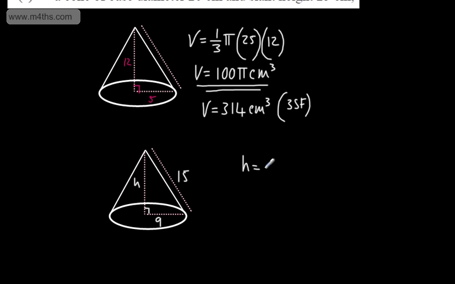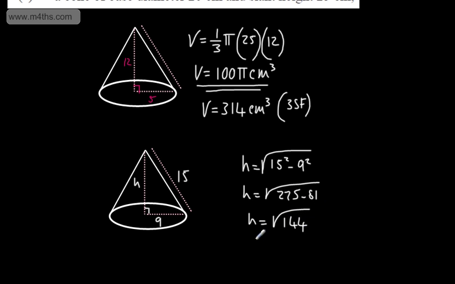My height is going to be the square root of the hypotenuse of this right angle triangle, which is 15 squared, minus now 9 squared. And we can write that this is going to be the square root now of 225, that's 15 squared, minus now the 9 squared, which is going to give us 81. And we can see from this that this is going to give now the square root of 144. The square root of 144 is going to be 12, and that gives us the height.